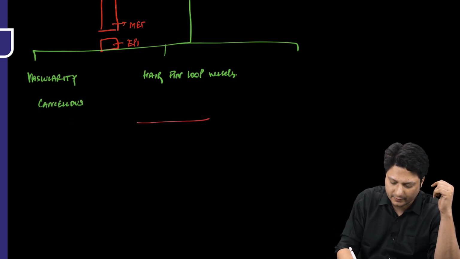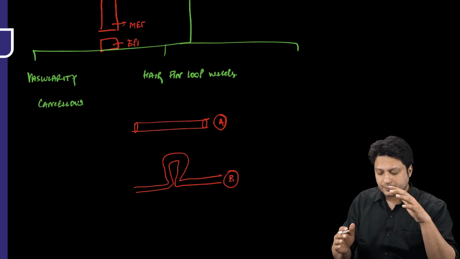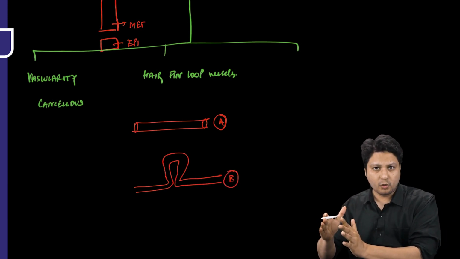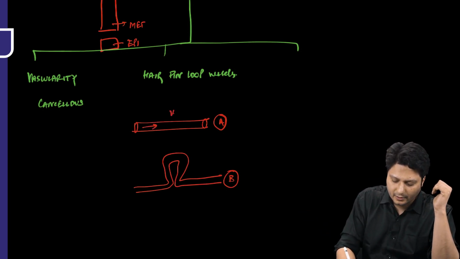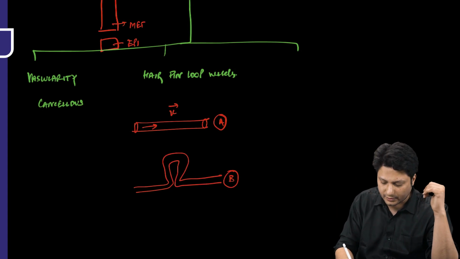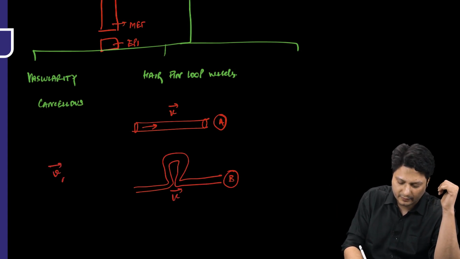One is a straighter vessel. This is blood vessel A, for example. And the other one is tortuous blood vessel. This is blood vessel B, for example. All right. Now, the velocity of the blood flow obviously is going to be more in vessel A in comparison to the velocity of the blood flow in vessel B.